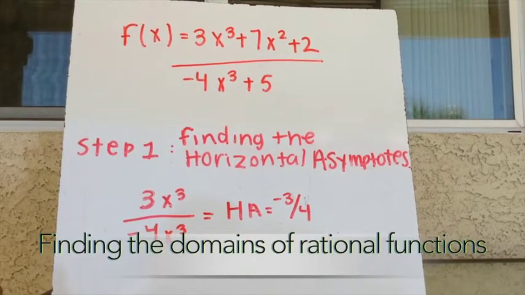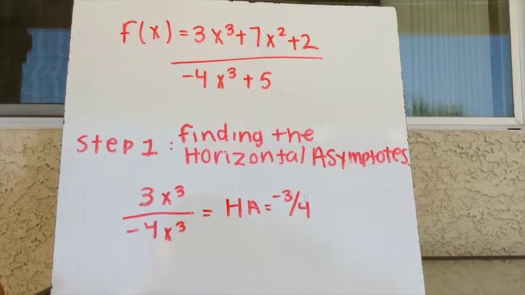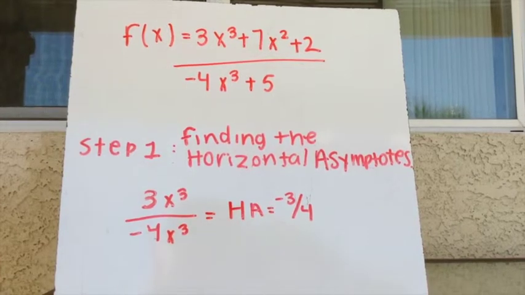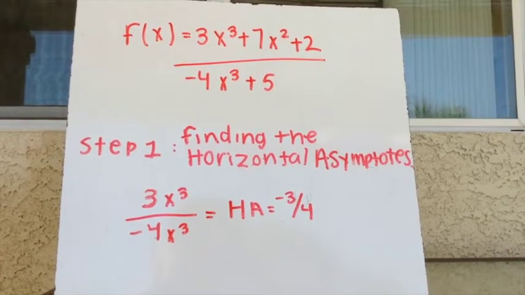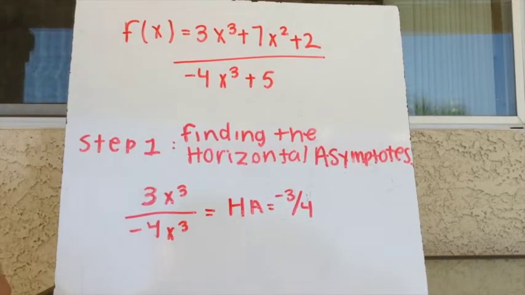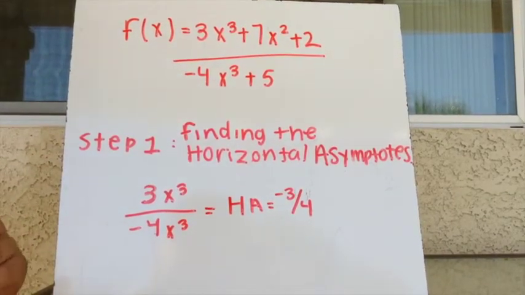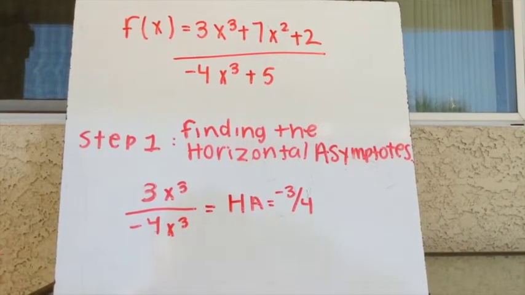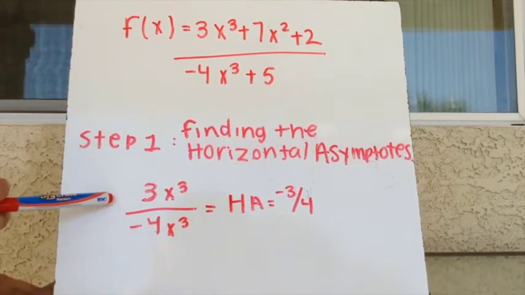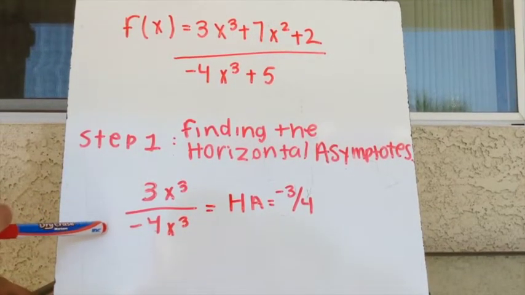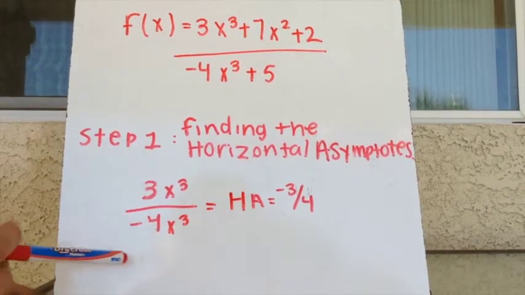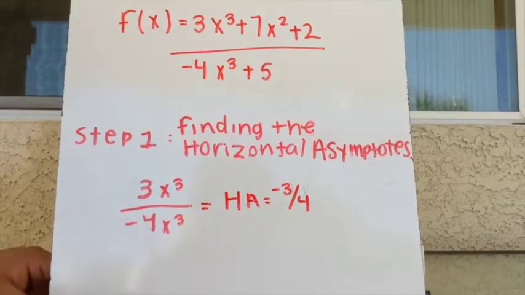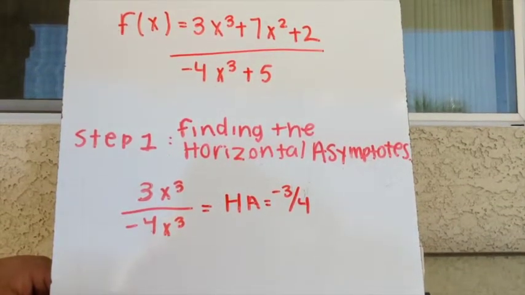To find the horizontal asymptotes, you will first look at the degrees of the exponents in the numerator and denominator. If the numerator and denominator have the same highest exponents, then it's a ratio of the two coefficients. So our problem is 3x cubed plus 7x squared plus 2 over negative 4x cubed plus 5. And step 1 is finding the horizontal asymptotes. So you would just take the numerator and denominator, which is 3x cubed over negative 4x cubed, to find the horizontal asymptote, and the x cubed in the top and the x cubed in the bottom will cancel out, and your horizontal asymptote will be negative 3 over 4.